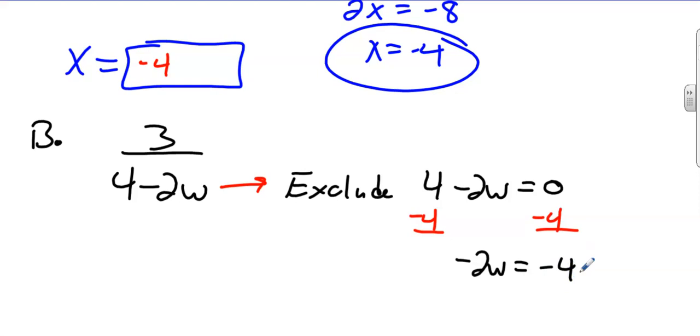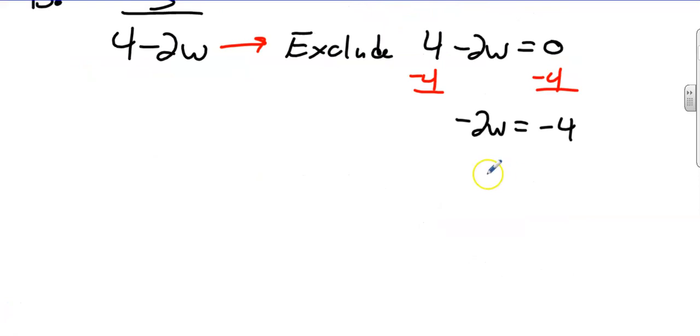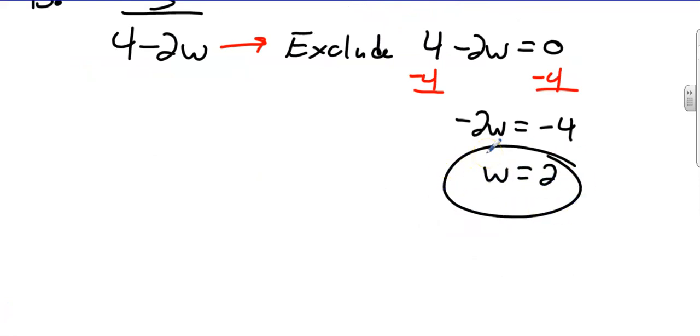Okay, so that leaves us with negative 2w equals negative 4. When you go back and divide by the negative 2, w equals 2.